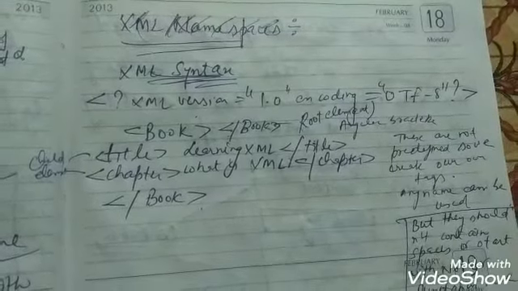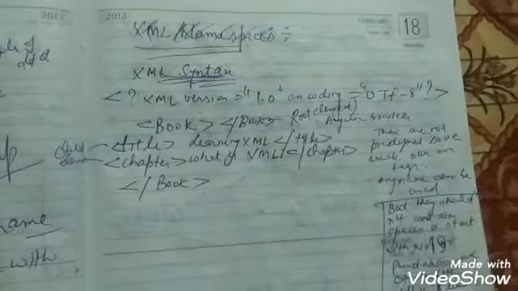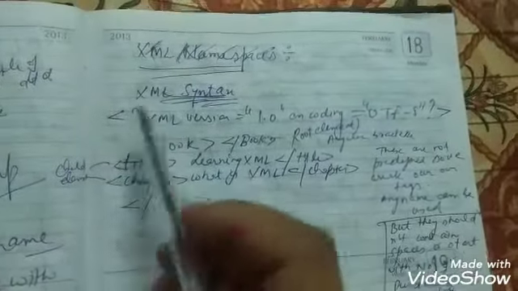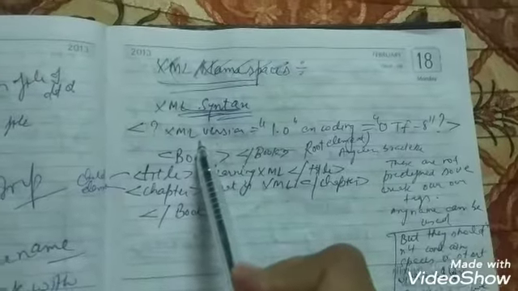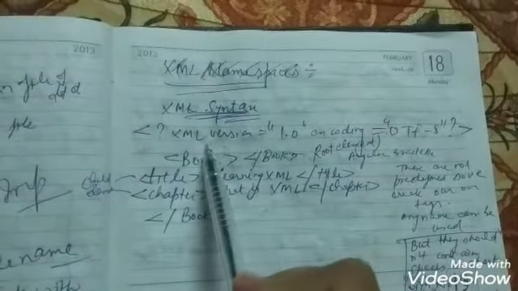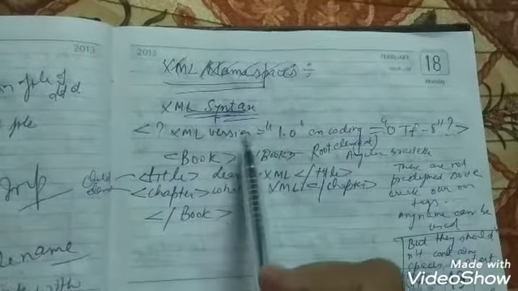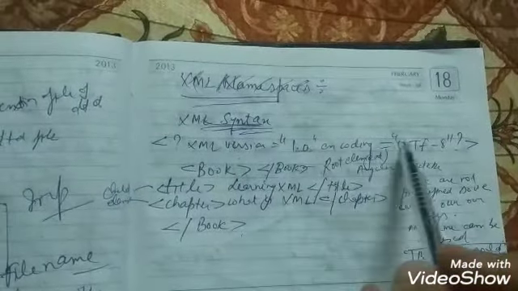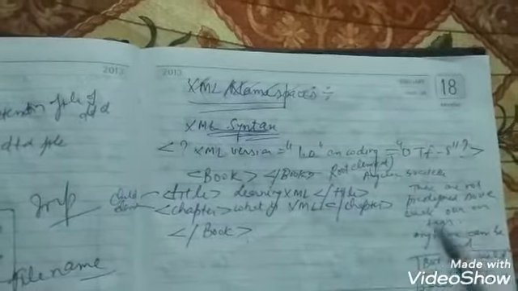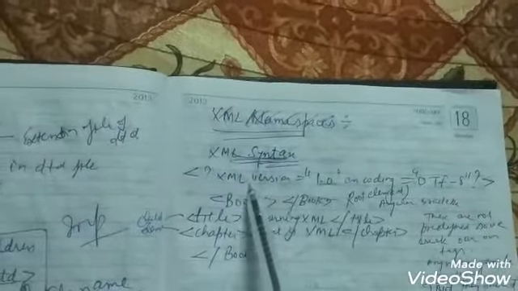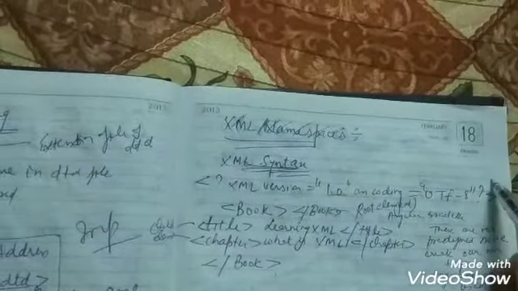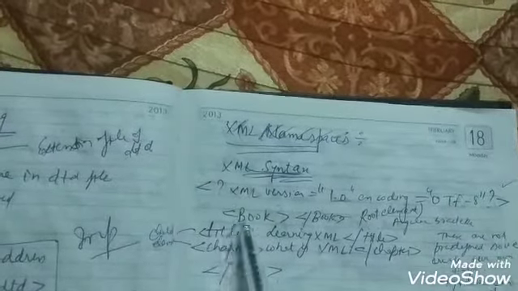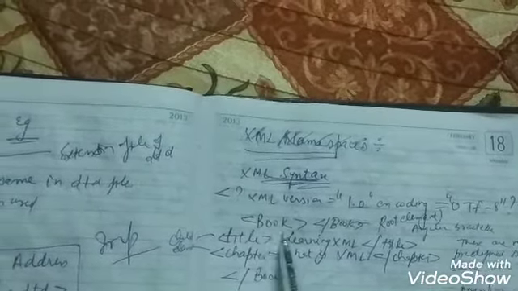Starting the next topic, XML syntax. In XML syntax, the first line is mandatory. The first line in the document must be the XML declaration. It defines the XML version and the character encoding used in the document. The first line is mandatory, and in the second line there is a book.